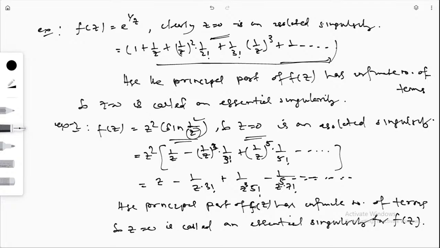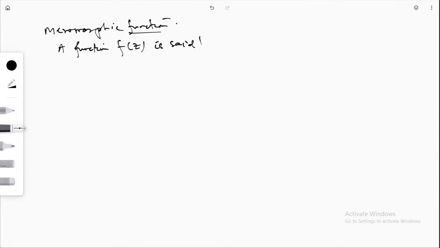Now we come to the next page, where I will show you what a meromorphic function is. What is the definition? A function f(z) is said to be a meromorphic function if it is analytic except at a finite number of points.